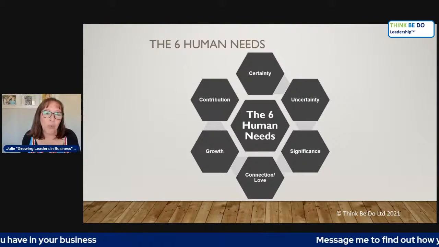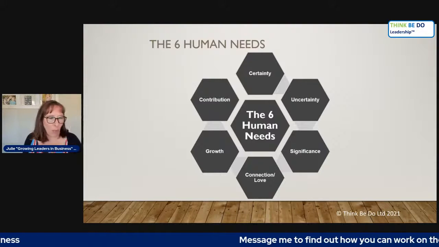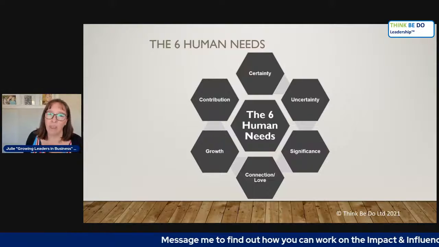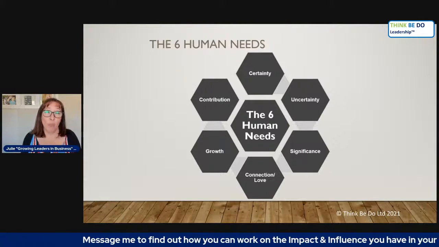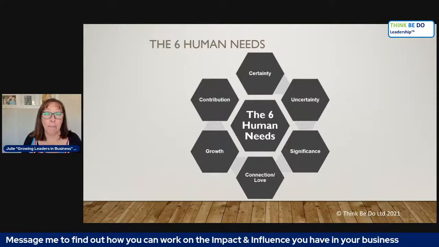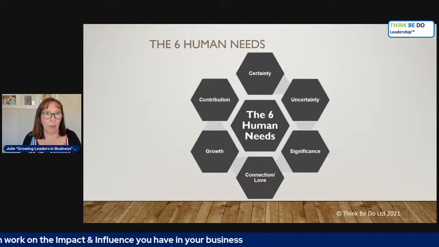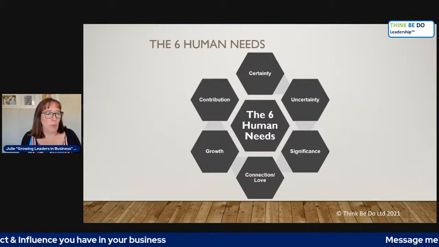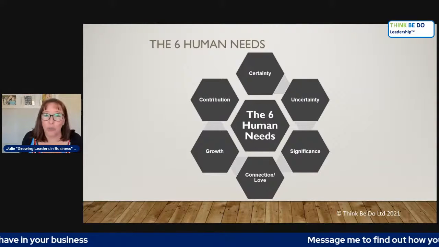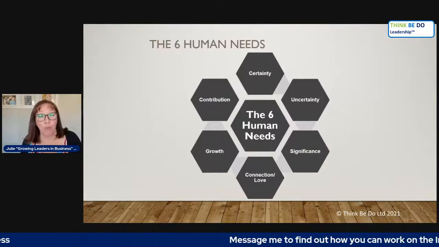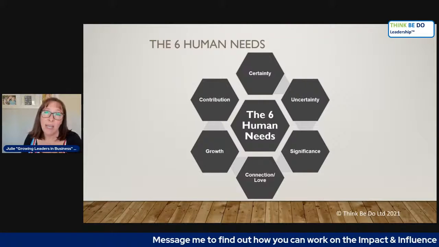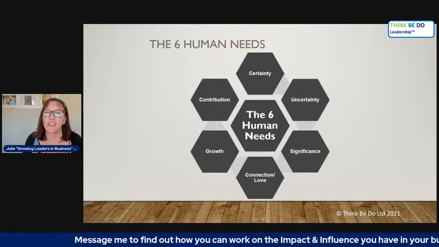So first of all, we've got on the panel, number 1, certainty. We all need some form of certainty. We all need something that makes us feel safe and secure, and we know what we've got, and we can stop worrying about what it is that we might get or not get. Have we got enough money? Have we got a job? Have we got a home to live in? So a need for a certain amount of certainty.